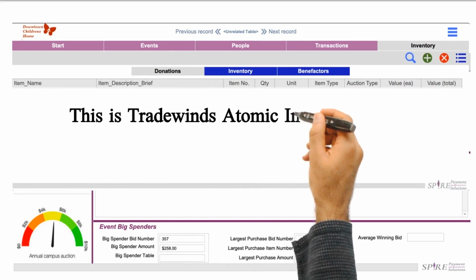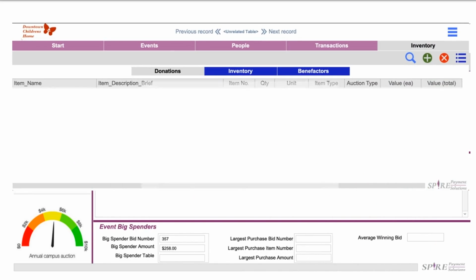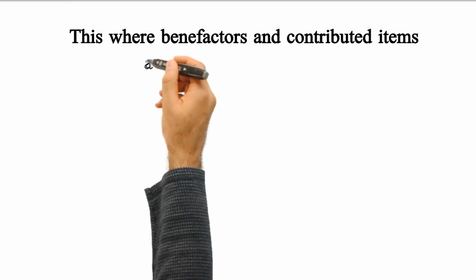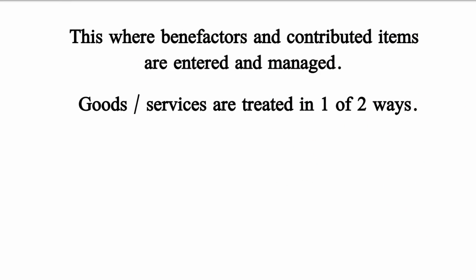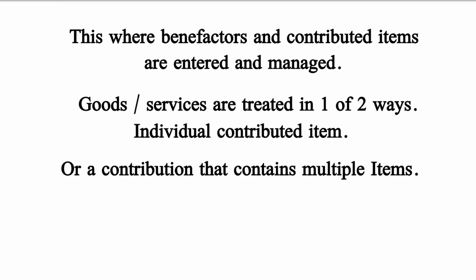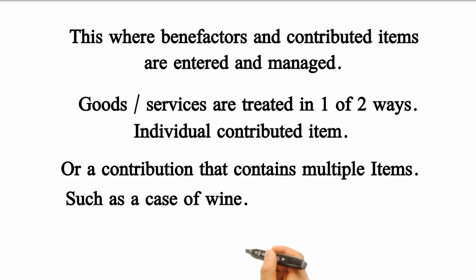This is Spire's atomic inventory system. What exactly is an atomic inventory system? Basically, Tradewinds treats all goods and services in one of two ways: an individual donated item or service, or a donation that contains multiple items such as a case of wine.